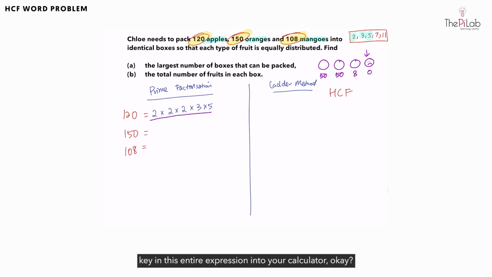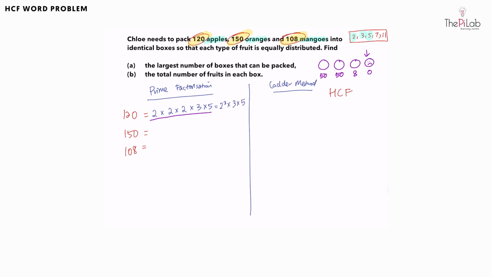Key in this entire expression into your calculator. Okay, make sure you get back 120. If not, something is wrong. Now, after you have verified that it is indeed 120, write it down in index notation form. You should get 2 cubed times 3 times 5.